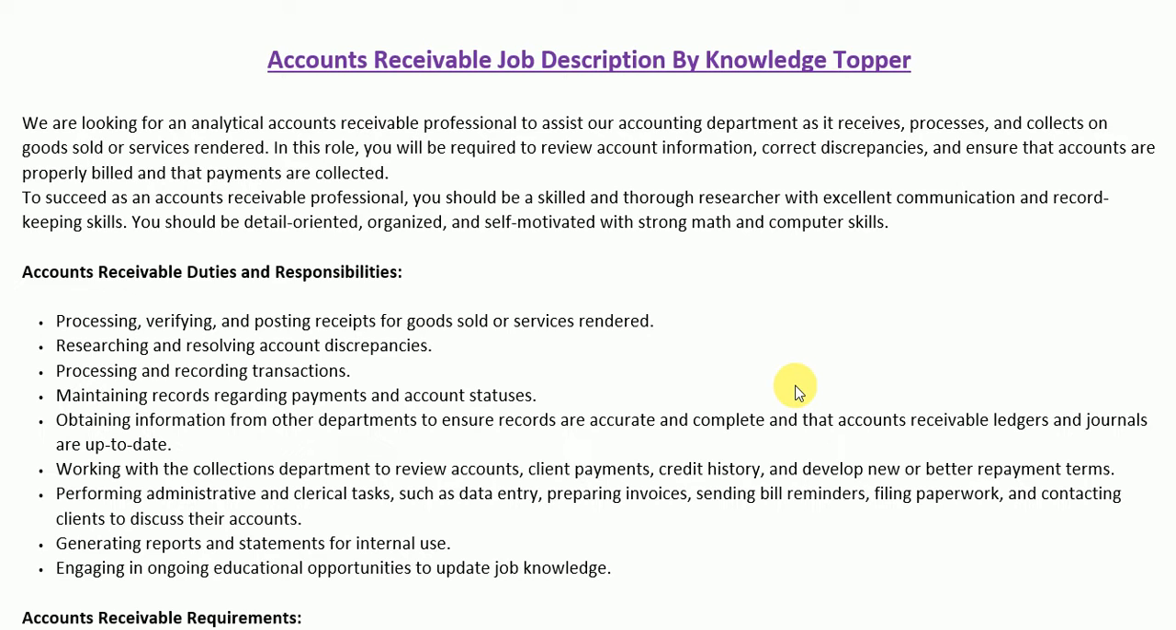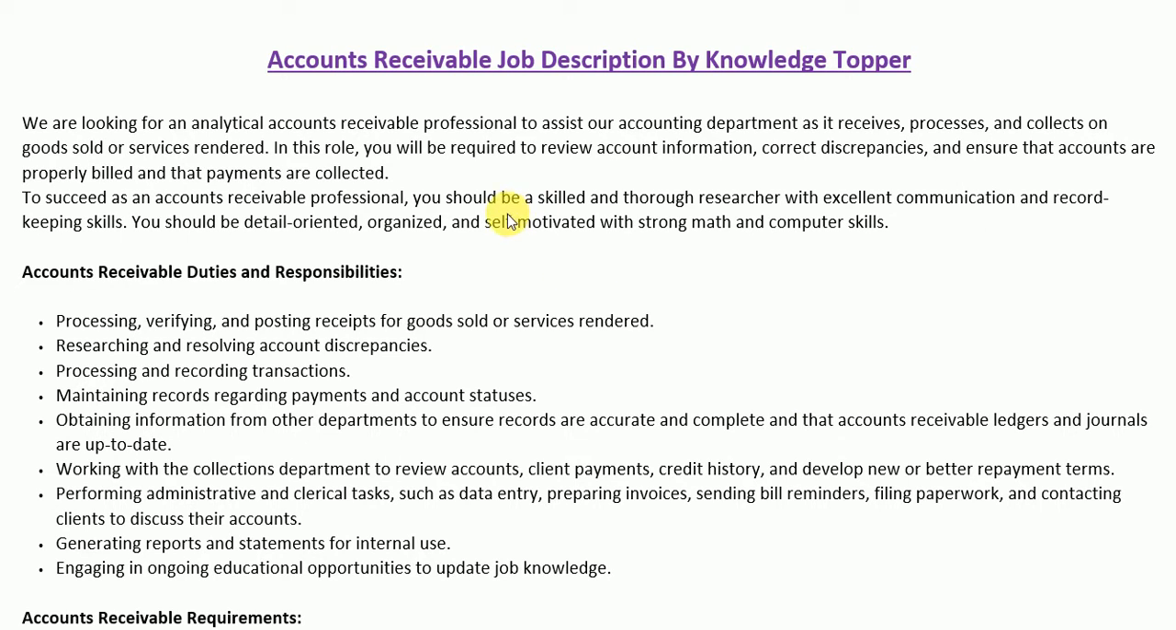Basically, this job description of an accounts receivable is not only important from the perspective of an employer or a company, but it is also very important from the perspective of employees as well. Because in this job description we have included many important duties and responsibilities of an accounts receivable that help potential candidates to work on important requirements in order to meet the specific requirements of this particular job.